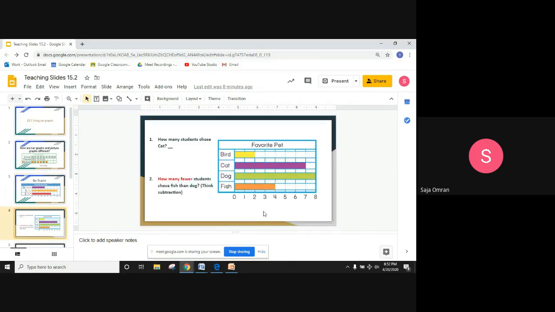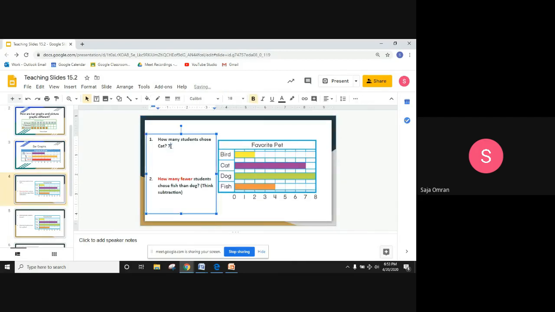Now, here is a bar graph showing people voting for their favorite pet. How many students chose cat? Let's see, we'll go to cat, go all the way down, 7, right? So I'm going to put here 7 people, 7 students. Let's say 7 students.